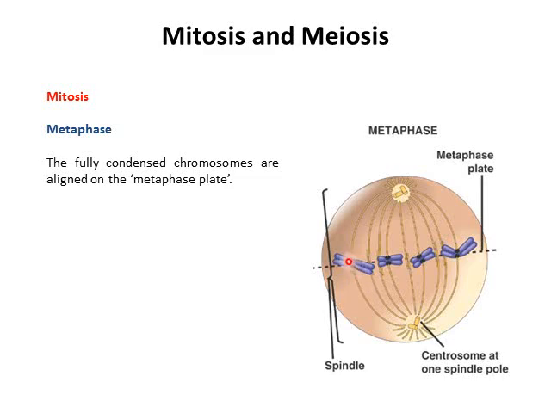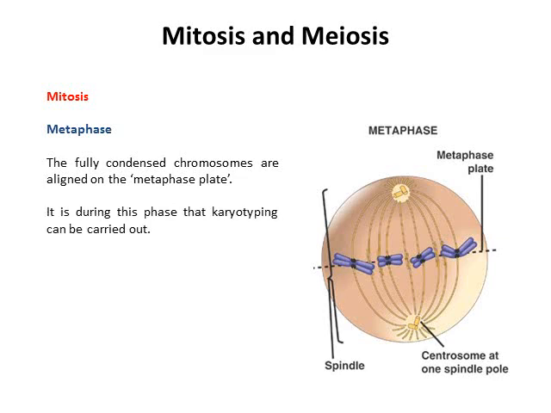So in metaphase, in addition to the chromosomes becoming very condensed, they also begin to align on something called the metaphase plate. The metaphase plate, if you like, represents the mid-body, the centre of the cell, as directed by the presence of this mitotic spindle network here.